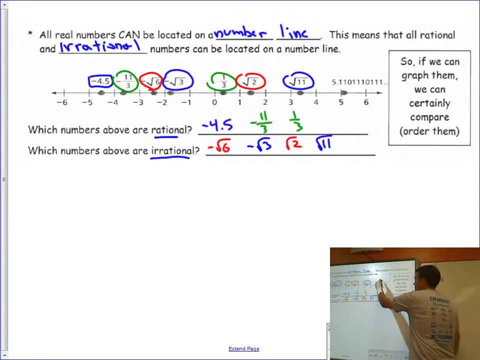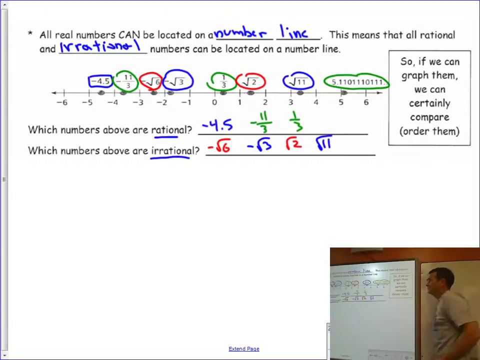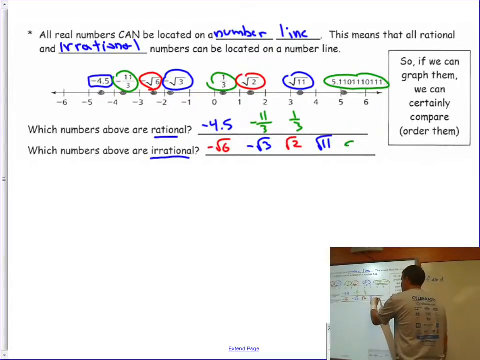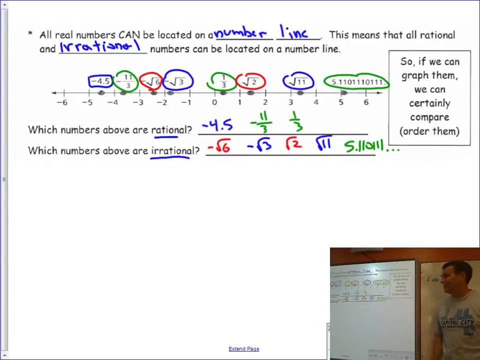And last up, I have this crazy thing. This is one of those patterns, but it's not a repeating pattern. It's got 1, 1, then 0, then 1, 1, 1, then 0. This would be an irrational number because it's a non-terminating, non-repeating decimal. Good enough. All right.